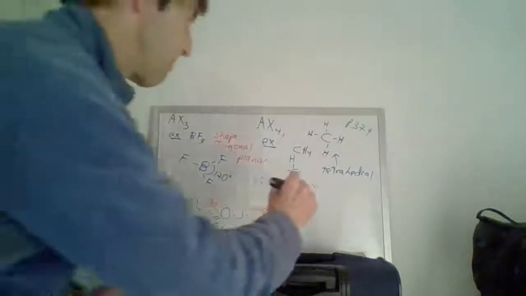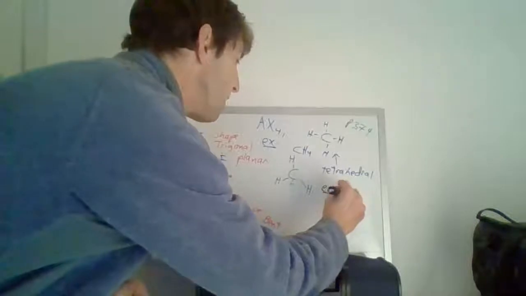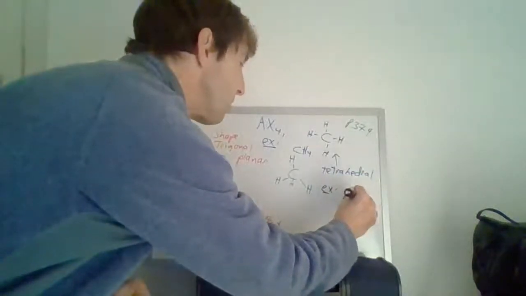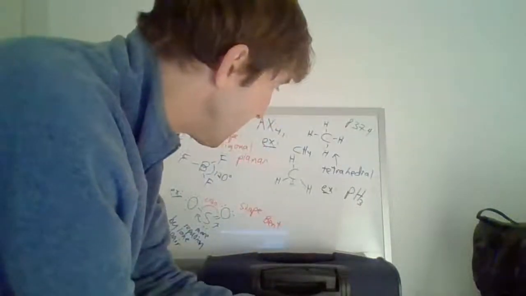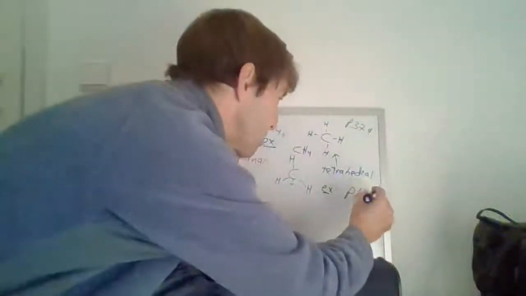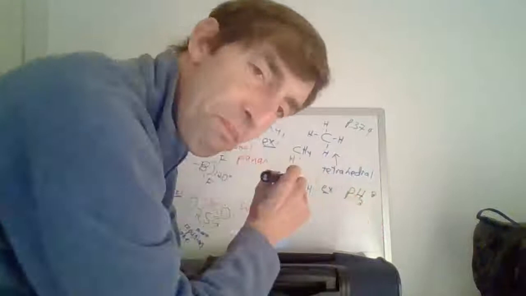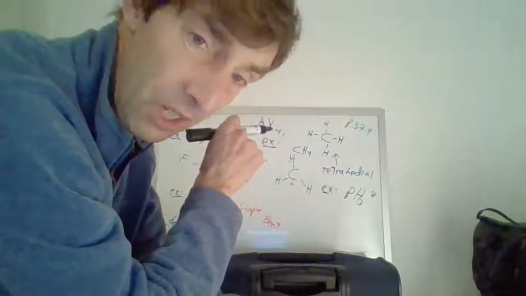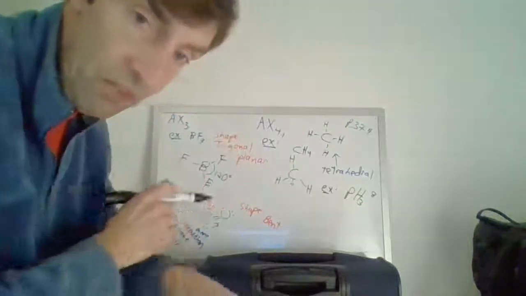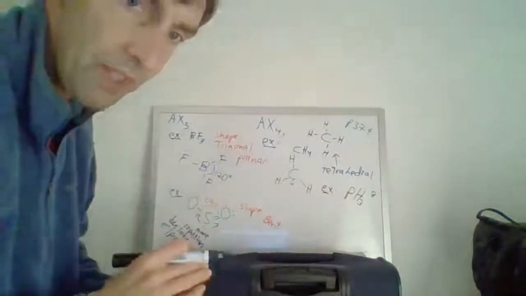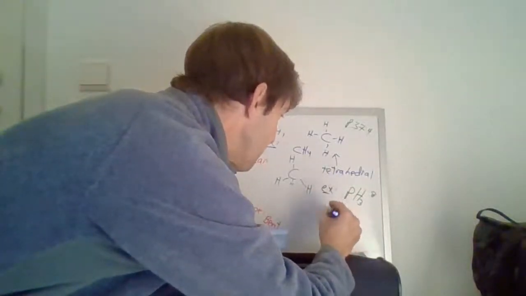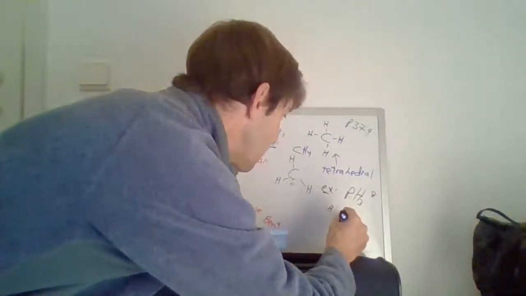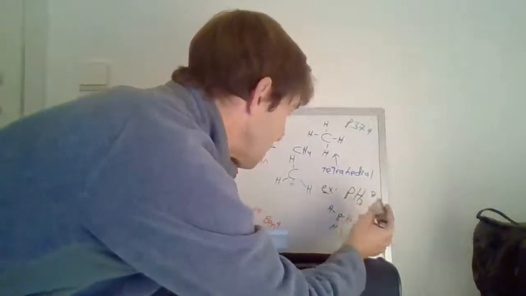Let's do PH3. It's got 8 valence electrons. I'll do it out with you just to remind you. How? It's got 5 from P and 1 from each of the H's. So PH3, 8 electrons. So put the P in the middle, put the H's around it, and make single bonds. And that takes away 6. I got 2 more, and I got to put them on the P to satisfy the octet rule.